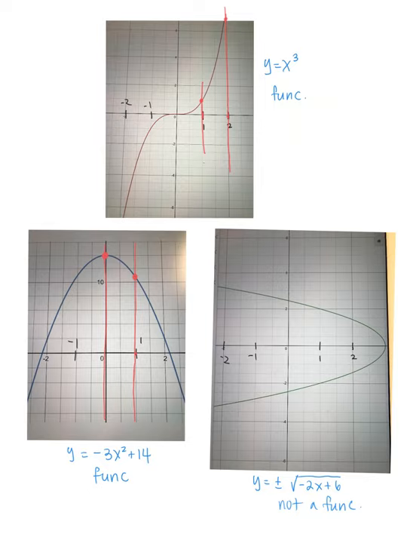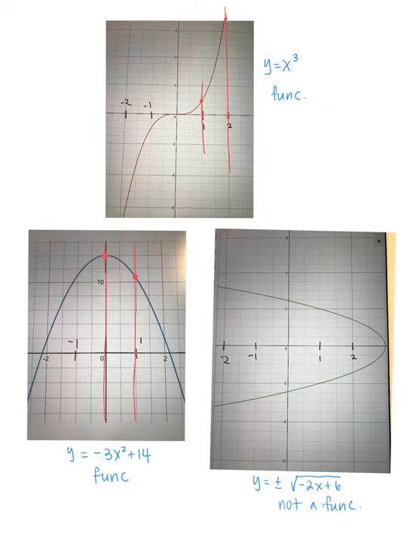Okay, so notice that for these two examples that we went over, if I draw a vertical line anywhere on the graph, it only intersects the graph at one point only. Same thing here. So here's my vertical line. I could draw a vertical line anywhere on this graph, and the line would intersect the graph at only one point.